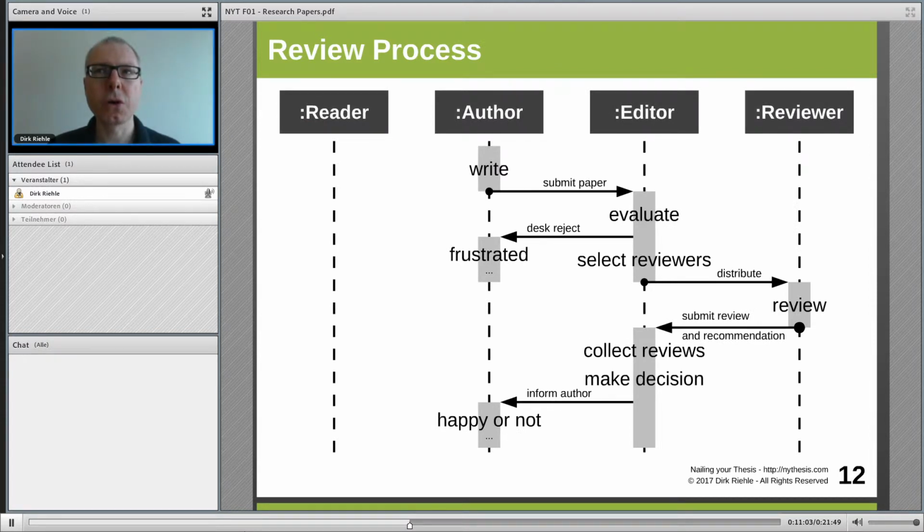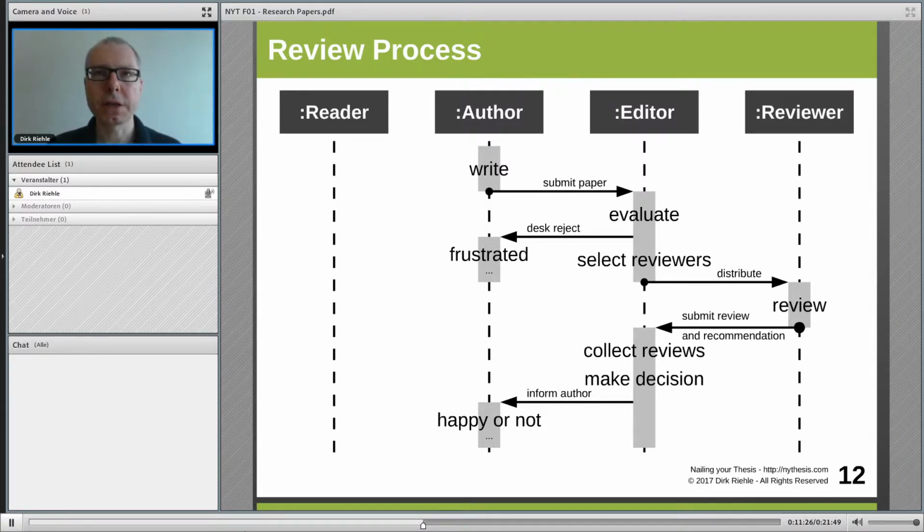Here's the process of reviewing. So you as the author write your work, and at some point you believe you finished the written presentation of your work for one paper or one thesis, and so you submit it. That's the terminology. You submit it for consideration, for publication.